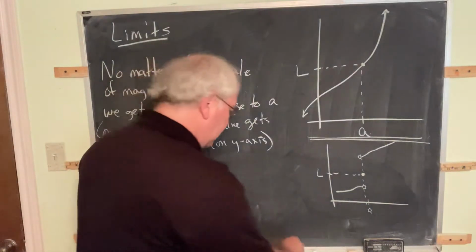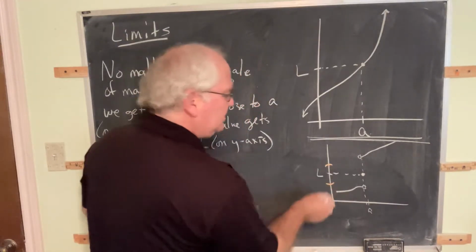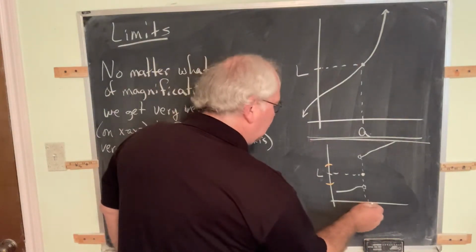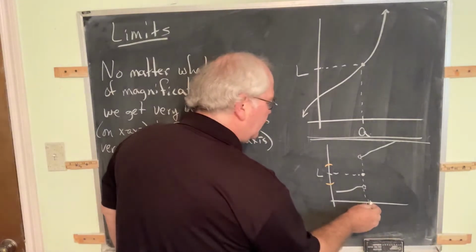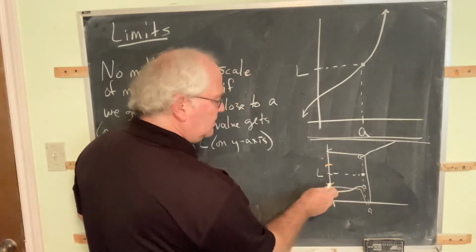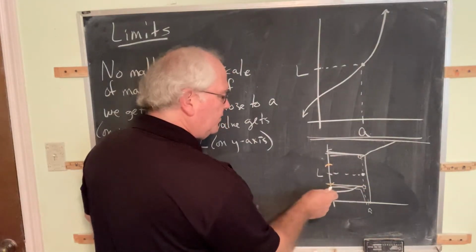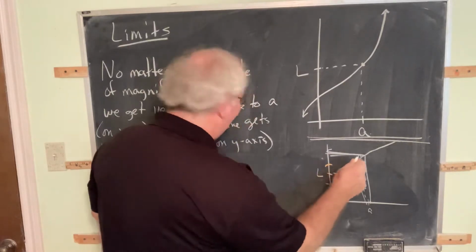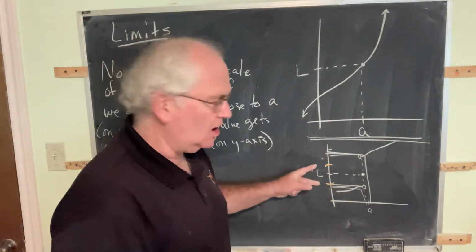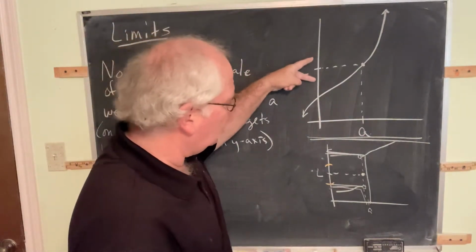And what we can see here is that there is a scale of magnification. If I choose a small enough interval around L, then as I get closer and closer to A, the function values never, ever get inside this interval. The function values always stay outside the interval, both above and below. If there's a jump, if there's a gap of any kind, then this is what's happening, and this is what we want to guarantee does not occur. We want to show that this is what happens. We want to make sure that the work we do has this occurrence, not this.